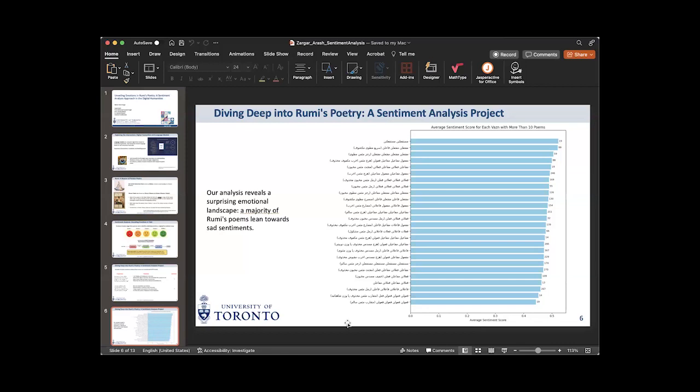So this graph shows these are the meters, and then these are the average sentiment scores based on the Divan-e Shams. So basically what it shows is that, for example, this meter, which is Mostaf'ilun Mostaf'ilun, has been used to generate more happy concepts in Divan-e Shams compared to this one, which has a lower sentiment score.